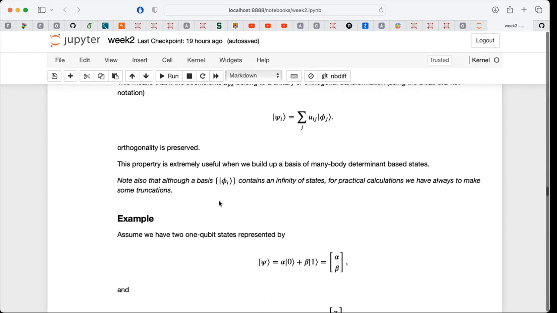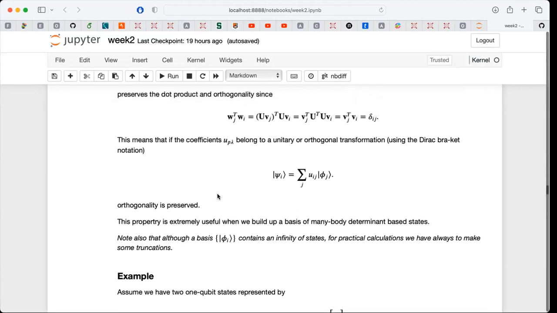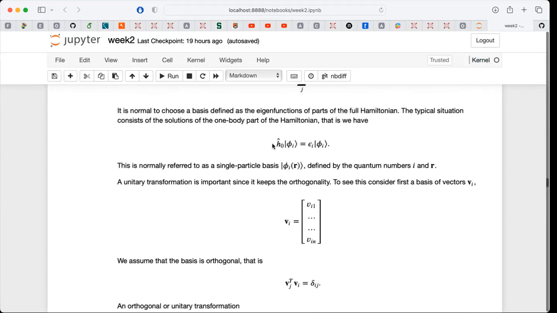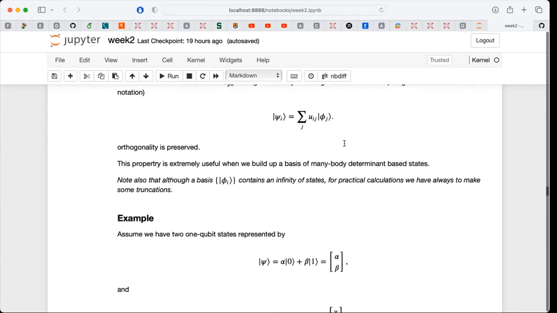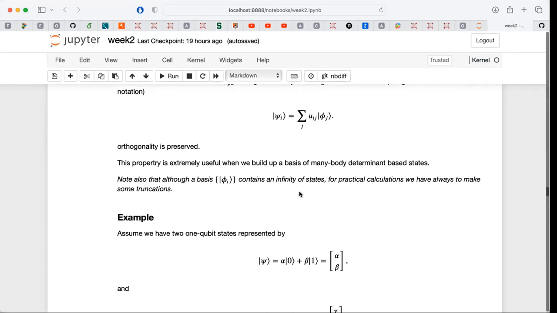So in principle, you should also pay attention to the fact that if this basis, which we are using, is a solution to a quantum mechanical problem like this, normally this would contain an infinity of basis states. But for practical calculations, we have always to make some kind of truncations.